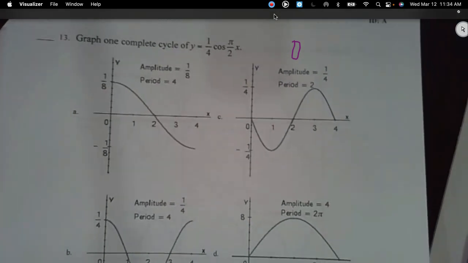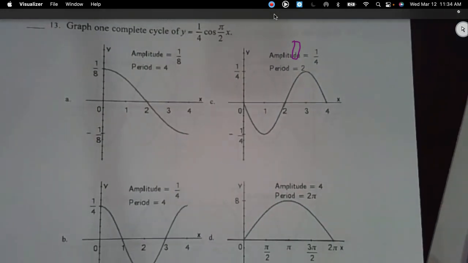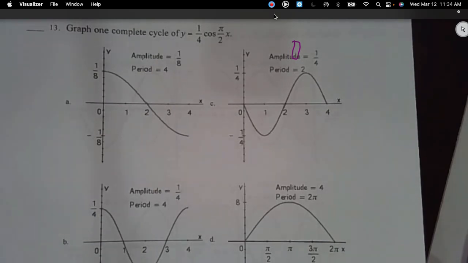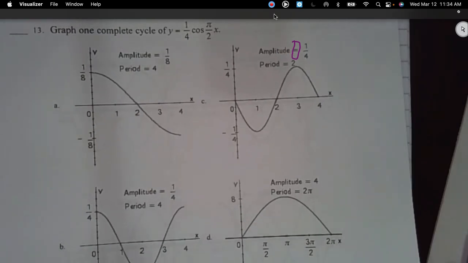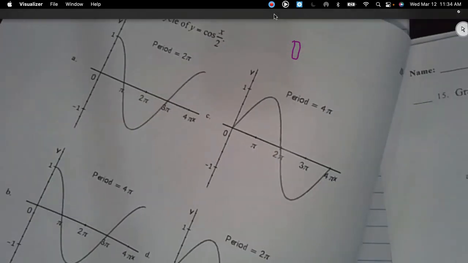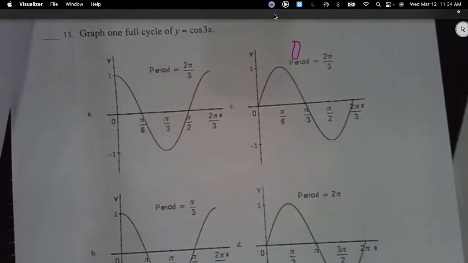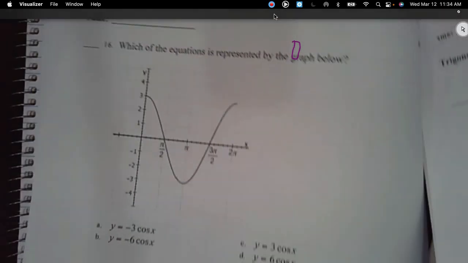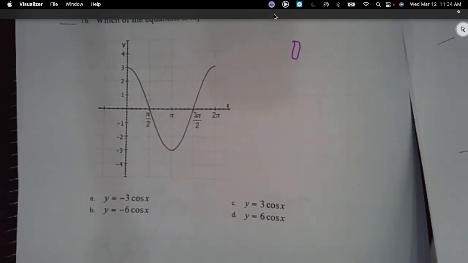Then this one, just match your graph, okay? A full cycle of that. You could just find the period. Are we good with this? Yeah. Same thing on these. They just take up a lot of room, and the graph is just there for you to choose. Same thing on that one. Which one is it?